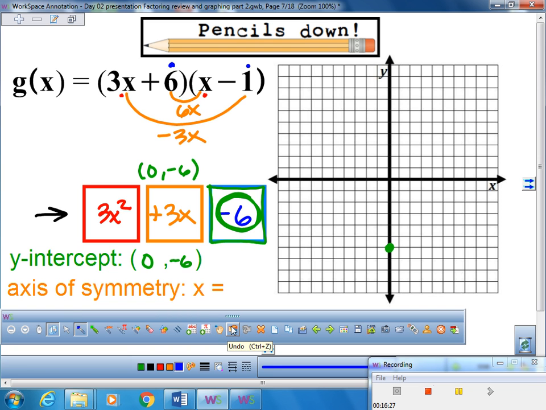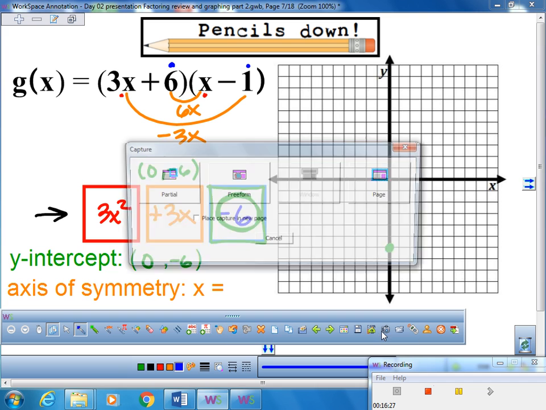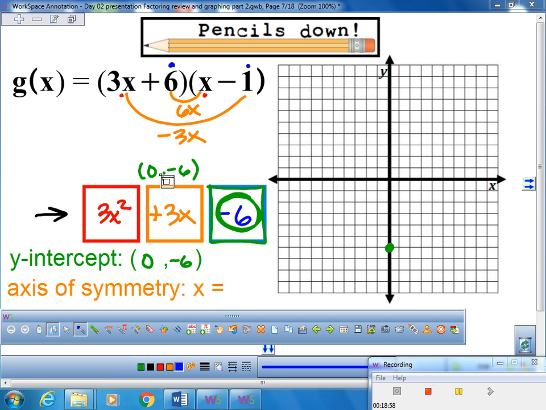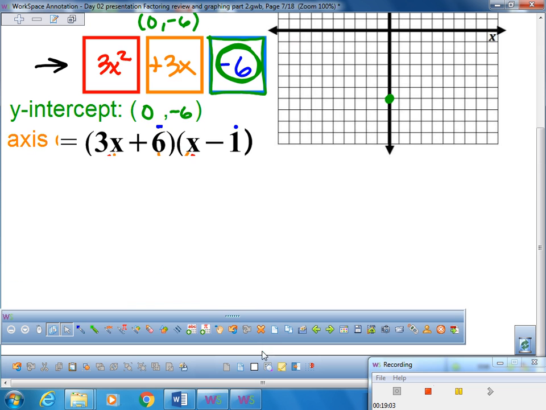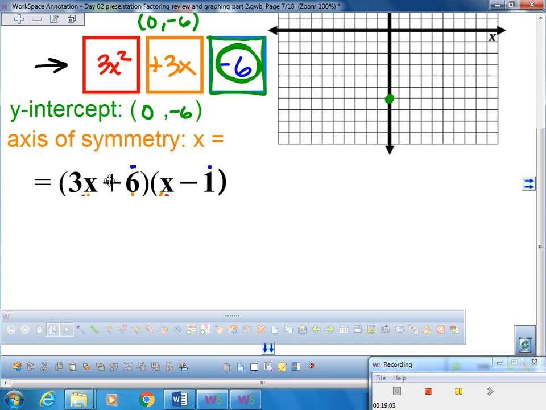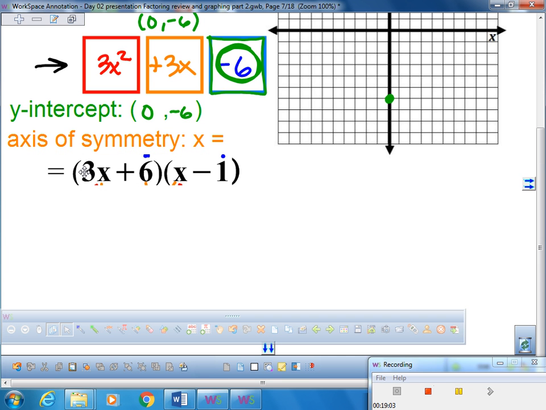Let me take a picture. I'm just going to take a picture of this part right here. Let's move it down here. Yes. The x is always 0 on the y-intercept, because you're not going over any at all. You're not going this way, you're not going this way. You're just going up and down on the y-axis.